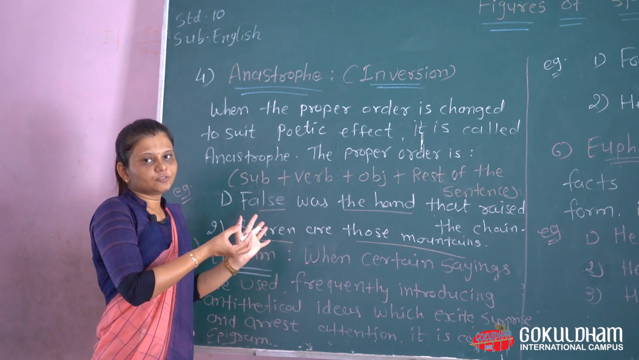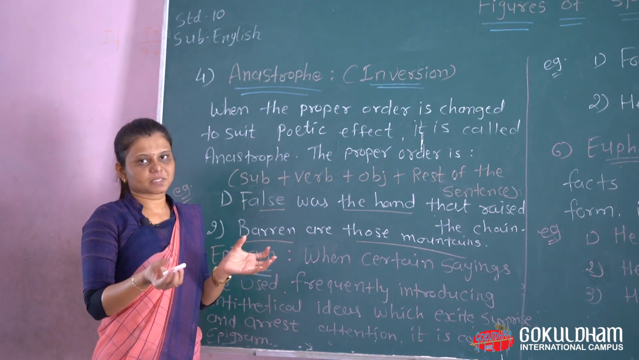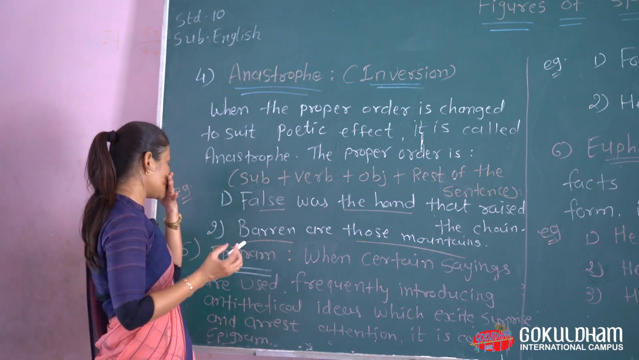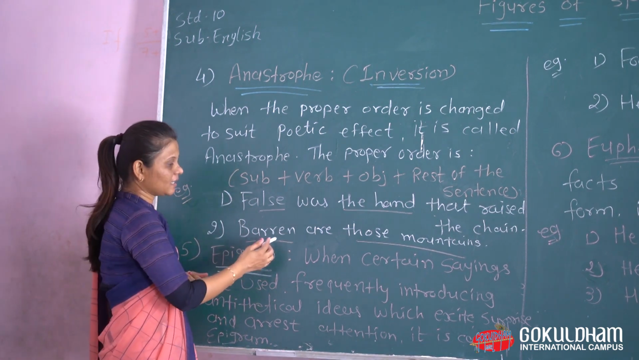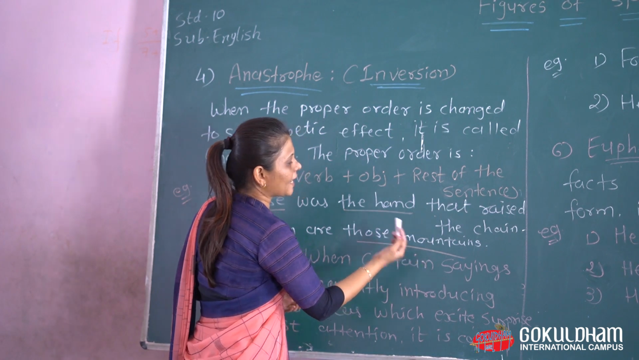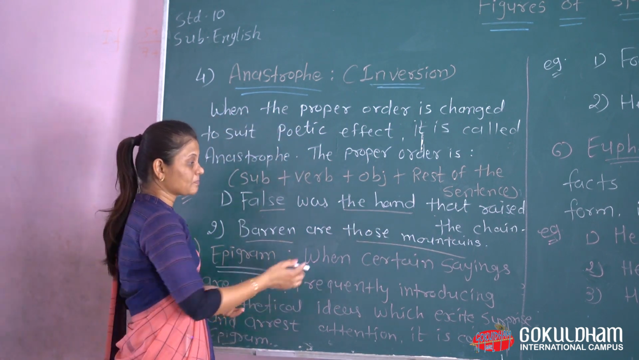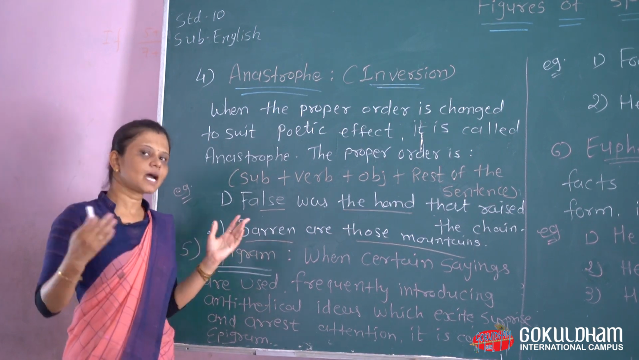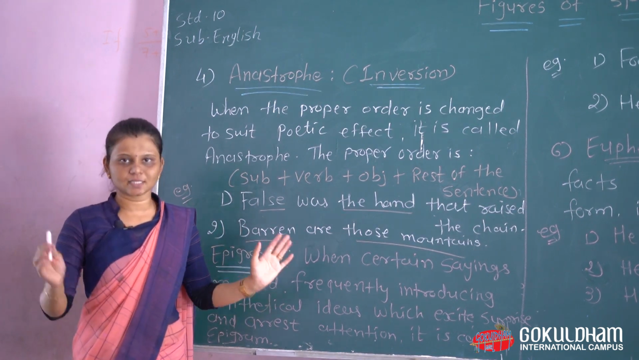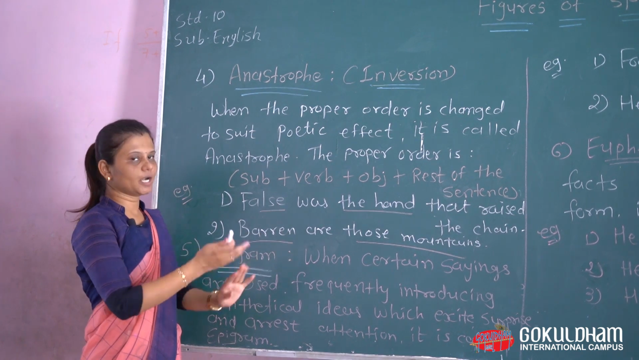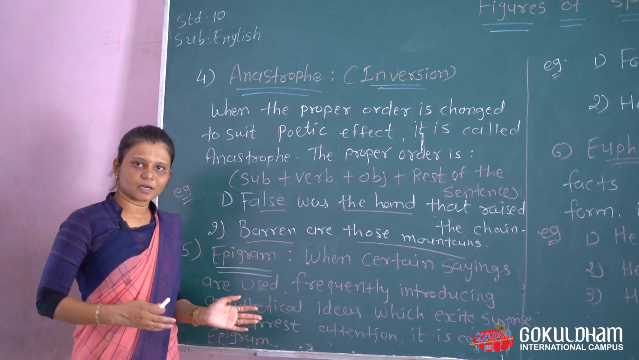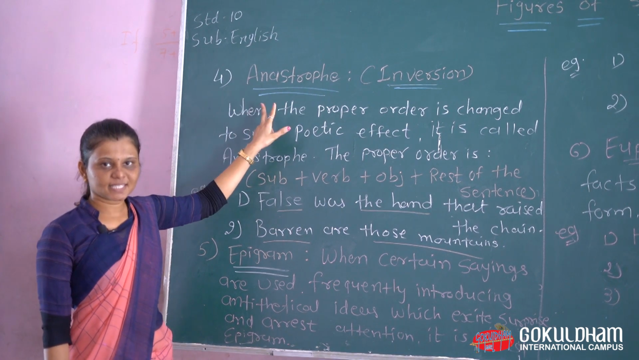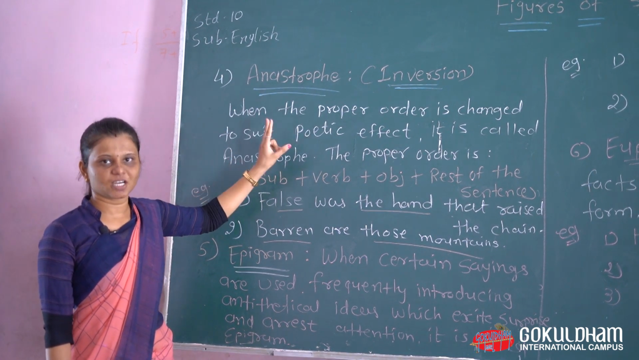So this kind of thing shows some different charms and different effects on the readers. Number 2, barren are those mountains. Here also the same, those mountains and barren. Change here, those mountains are barren. This is the easier thing, but they use it in a different way, changing its order. At that time we use anastrophe, or we can say this is the anastrophe figure.